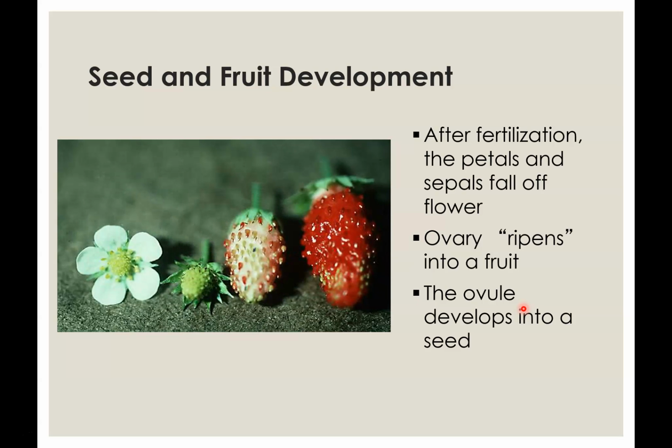So here are examples of some of the seeds after fertilization, in the process of losing those petals and forming the fruit. So this is a sequence for the changes that take place during fruit development.